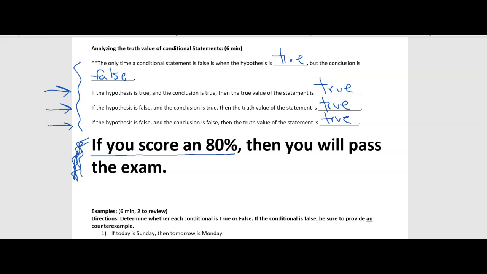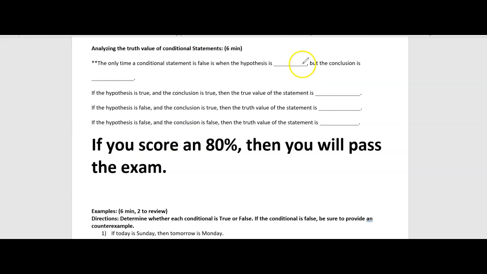Okay, so the only time that this conditional statement is false is if the hypothesis is true and the conclusion is false, right? So if someone scores an 80%, but they didn't pass the exam, then this statement wouldn't make any sense. It would be false. Okay, let's get rid of that. And let's do some practice.